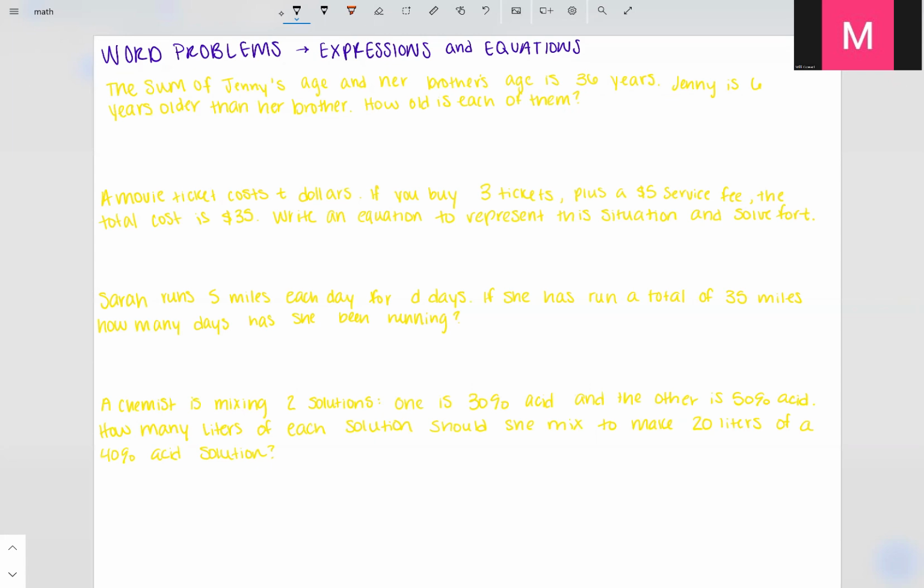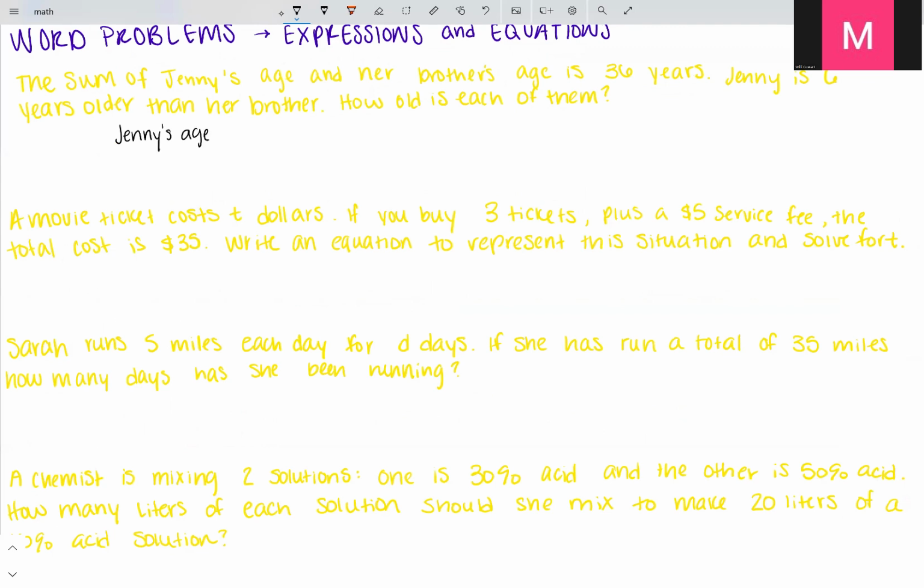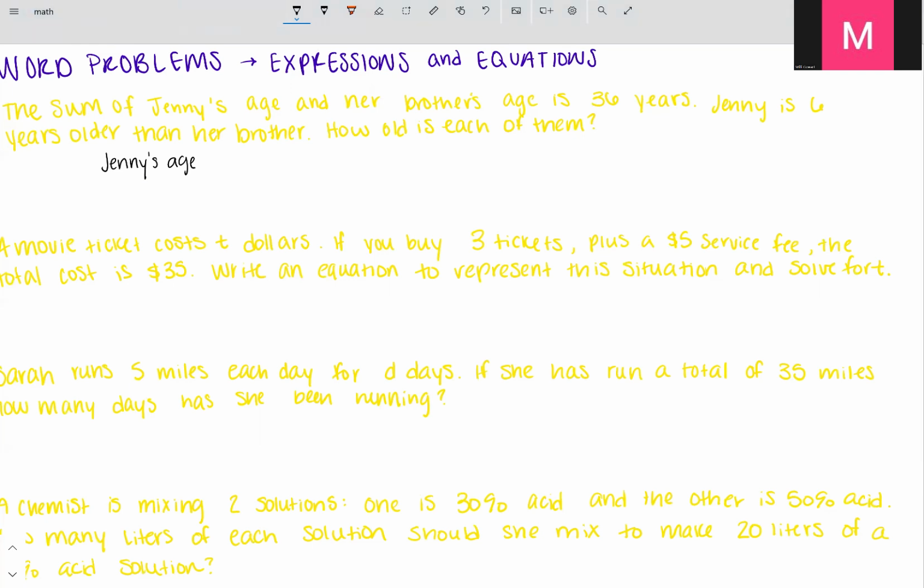So we'll say that Jenny is 6 years older than her brother. We're going to make that x plus 6, and then the brother's age will just be represented as x. And the sum of these is equal to 36 years. So if we make this into an equation, it would be 36 equals x plus 6 plus x, which equals 2x plus 6. Minus 6, minus 6.